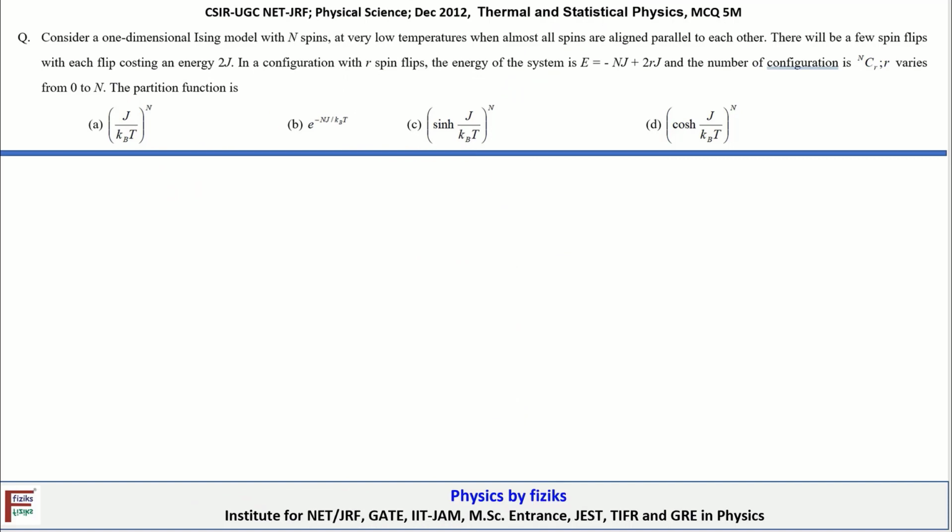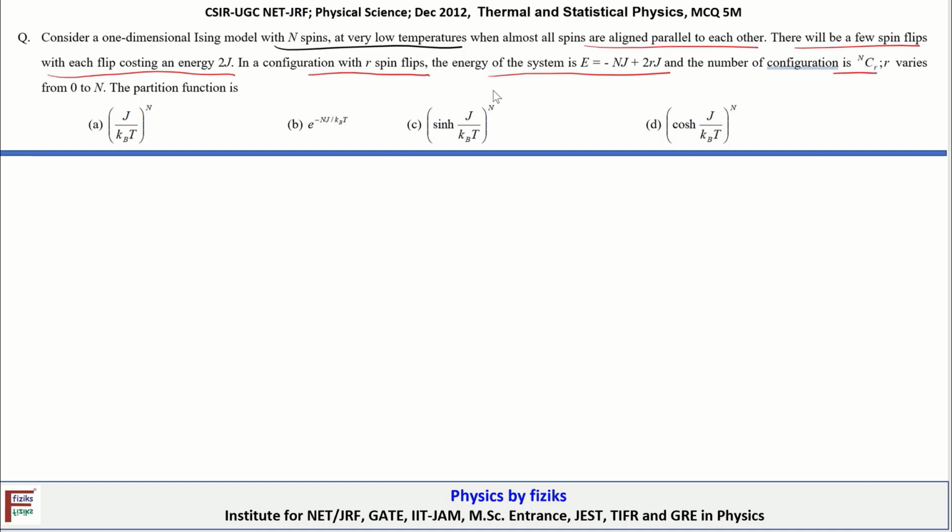Let's take a look at the next problem. So consider a one-dimensional Ising model with n spins at very low temperature. Okay, when almost all spins are aligned parallel to each other, there will be a few spin flips with each flip costing an energy of 2J. Okay, in a configuration with R spin flips, the energy of the system is given by this expression. Okay, and the number of configurations is given as nCR, where R varies from 0 to n.